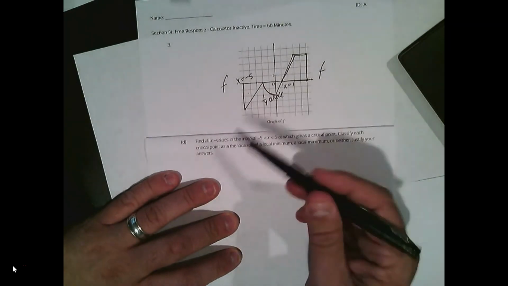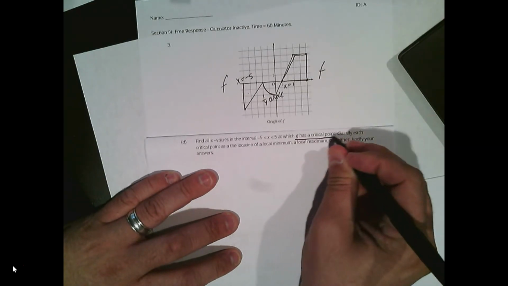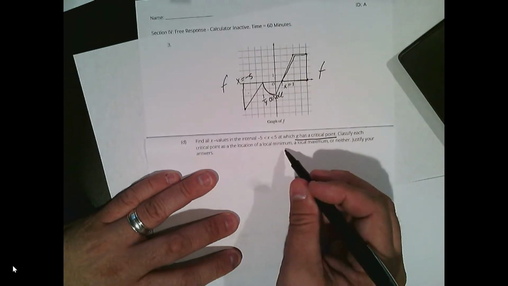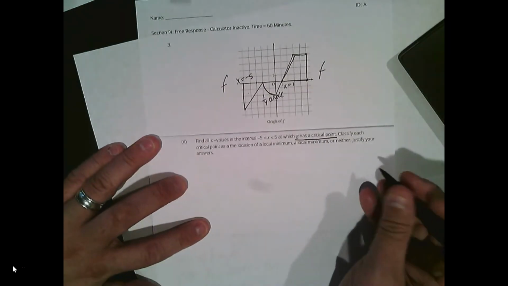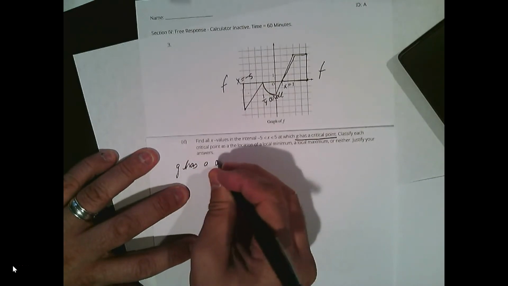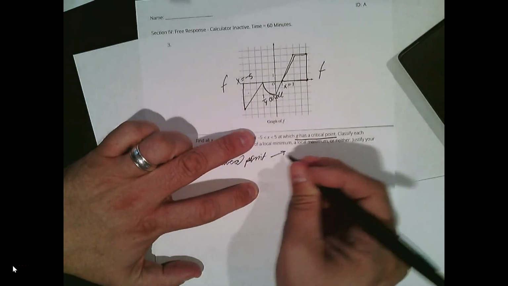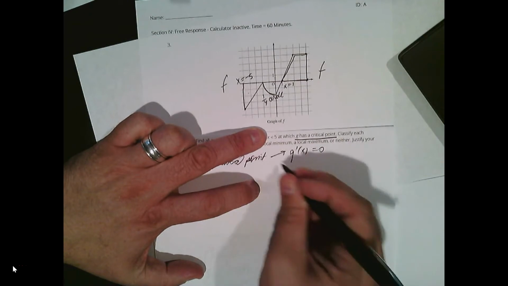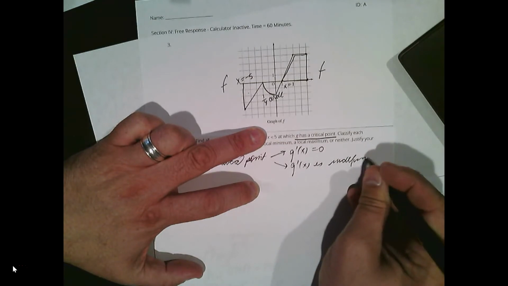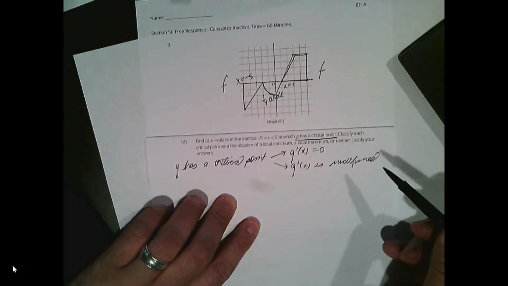Part D. Find all x values in the interval -5 to 5 at which g has a critical point. We'll talk about that in a second. Then classify each critical point as the location of a local max, a local min, or neither, and justify your answer. So here's what we need to keep in mind. When you say a function has a critical point, that means that either the derivative is equal to 0 or the derivative is undefined. If either of those two things happens, then you're going to call that point a critical point.